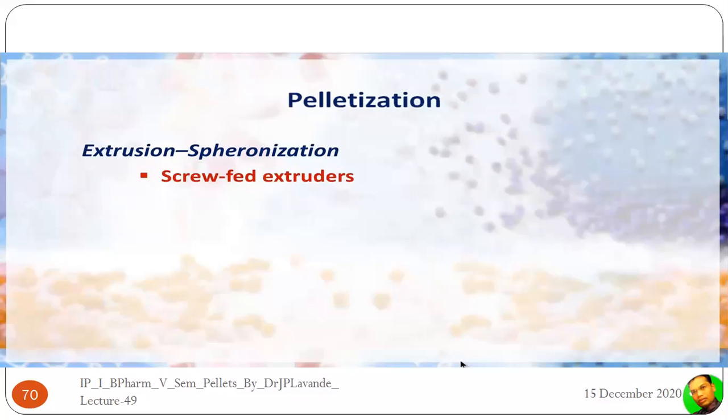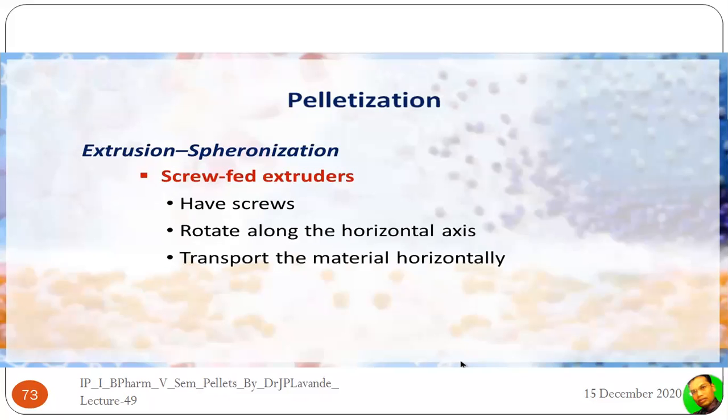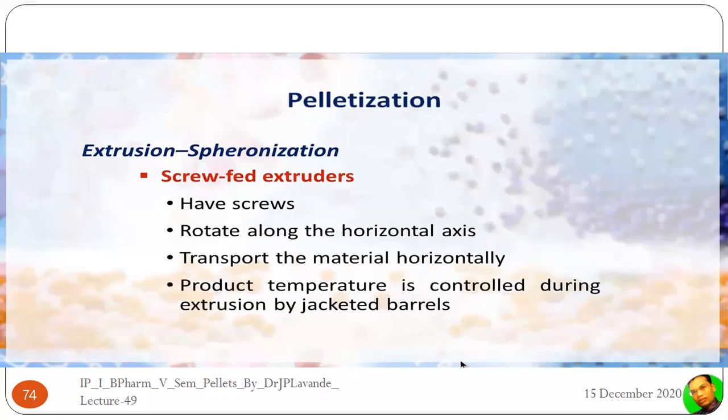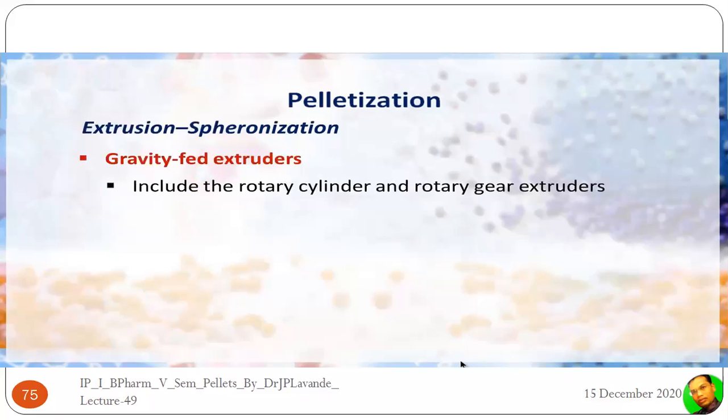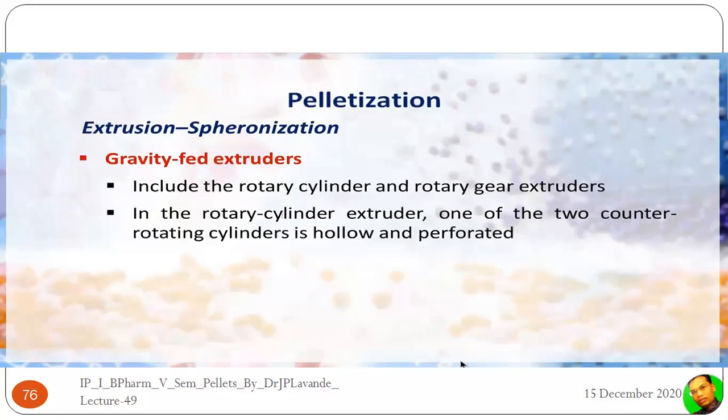Extrusion, that is the spheronization with the help of the screw fed extruder. So they will have the screws and they will rotate along its horizontal axis, and they will transport the material horizontally. So the product temperature is controlled during the extrusion by the jacketed barrel. Gravity fed extruder, it will include the rotary cylinder and the rotary gear extruders.